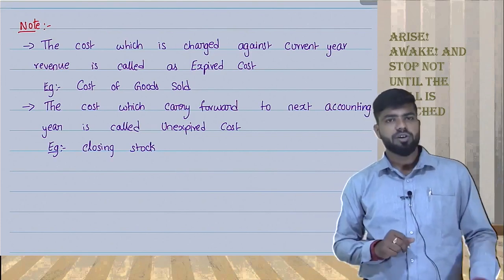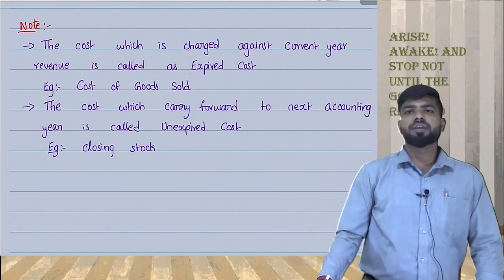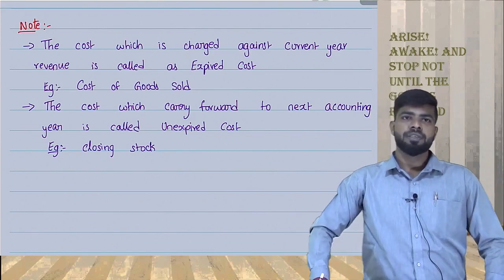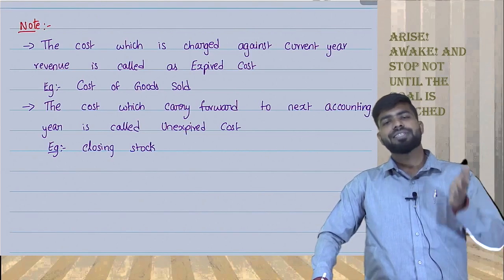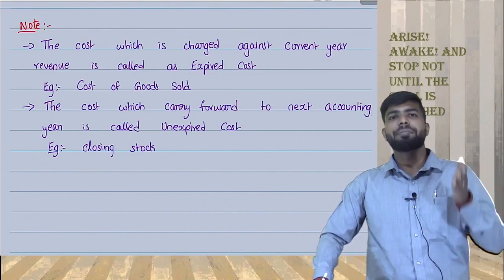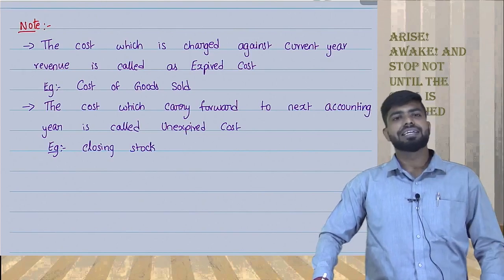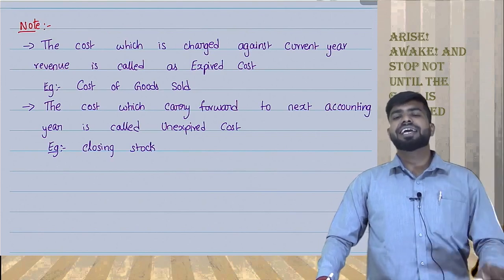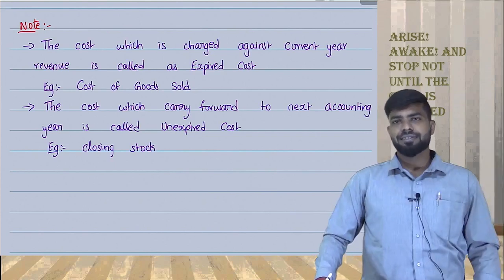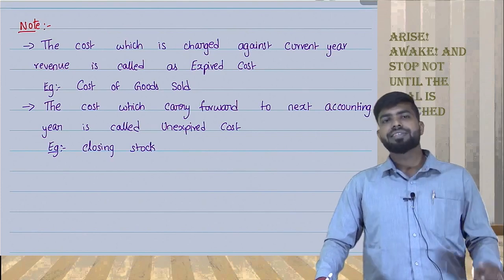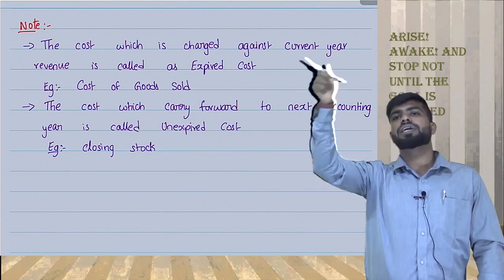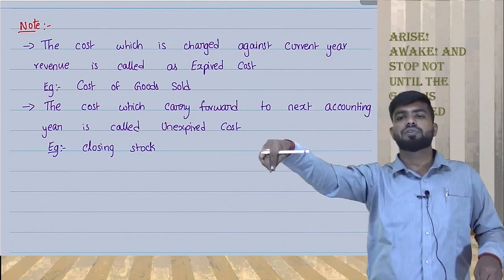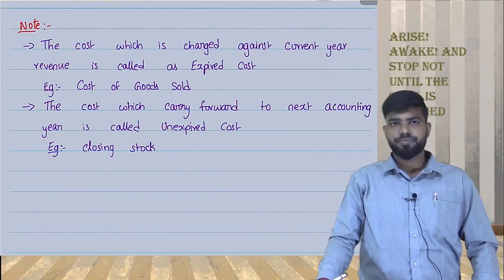So this is what expired cost and unexpired cost are. Expired cost means the cost which is charged against current year revenue. Generally, in case of P&L, whatever expenses we show on the debit side are all expired cost: salary, rent, stationery, printing, courier, telephone bill, electricity bill. All these are expired cost, because we are reducing them from the current year sales to arrive at the net profit. Then what is unexpired cost? The stock or cost which we carry forward to next accounting year is called the unexpired cost. Okay.